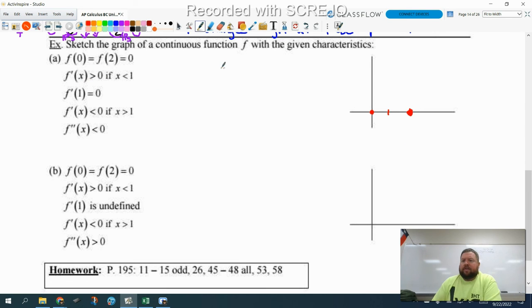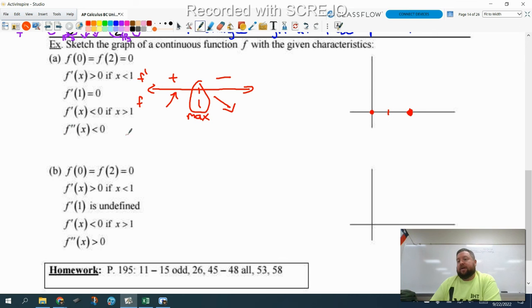All right, f prime is greater than 0. I'm going to make a number line. Looks like x equals 1 is an important number on our number line. f prime is greater than 0, so positive. That tells me that f is increasing. f prime of 1 is 0, so that's a critical point. And then f prime is less than 0, negative, if x is greater than 1. So that tells me f is decreasing. So this critical point looks to be a maximum.